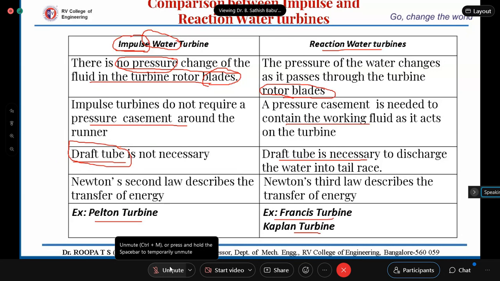In an impulse turbine, Newton's second law describes the transfer of energy, whereas here Newton's third law describes the transfer of energy. So this is an assignment for all of you to look into what Newton's second law and Newton's third law are. I'll take this up in the next class, and I'll ask you. You have to explain to me what Newton's second law and Newton's third law are. Before I start this explanation, I want all of you to discuss that.